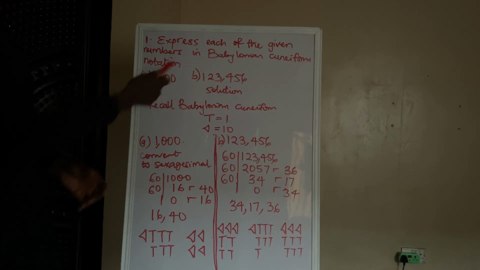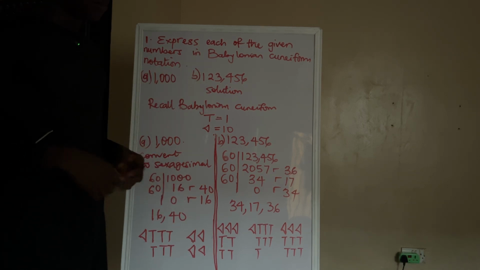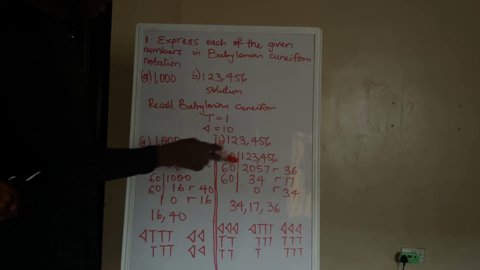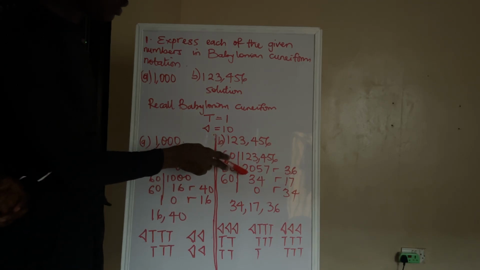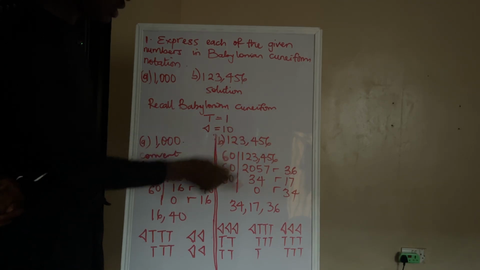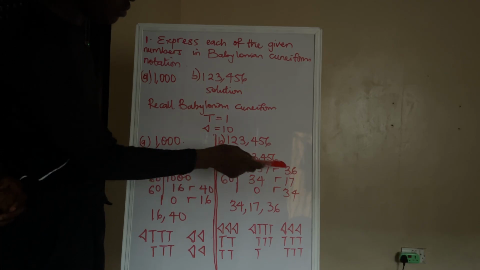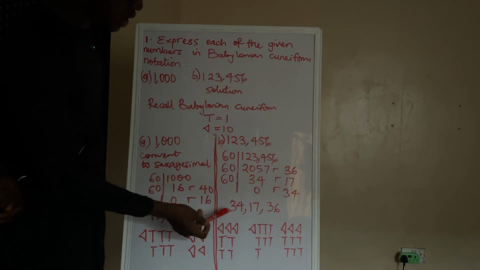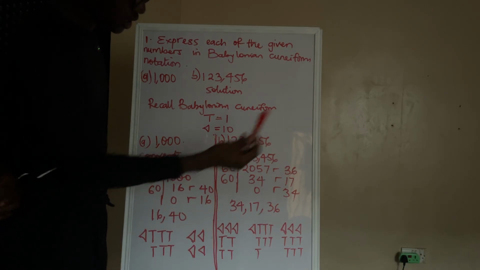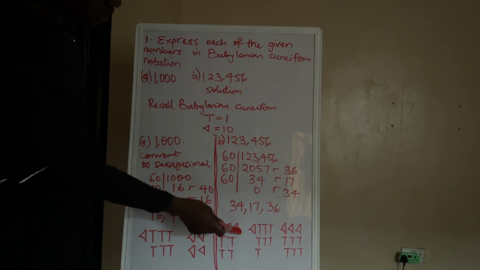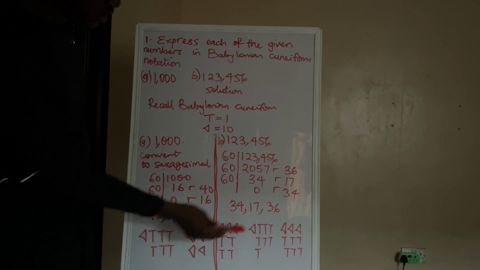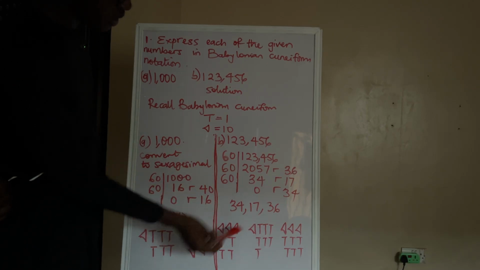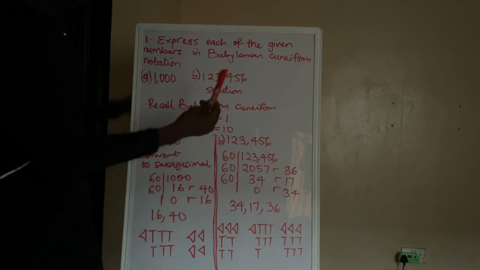Then for the second one, the B part, still the exact same process. I divide this by 60, gives me 2,057, remainder 36. This gives me 34, remainder 17. This gives me 0, remainder 34. I start from down upwards: 34, 17, 36. So 34 is 3 tens, 4 units; 17 is 1 ten, 7 units; 36 is 3 tens, 6 units, and that's it.